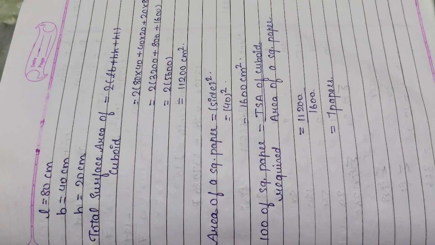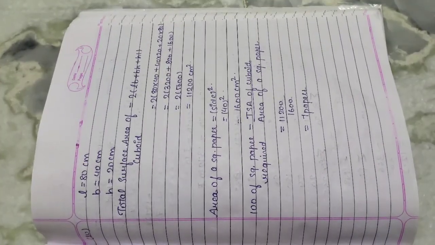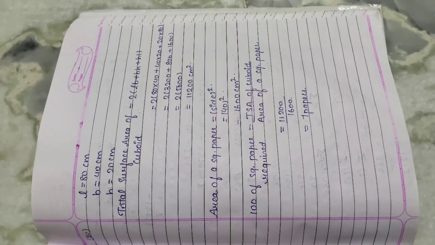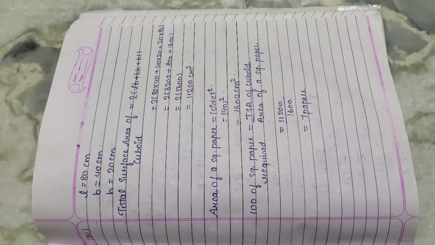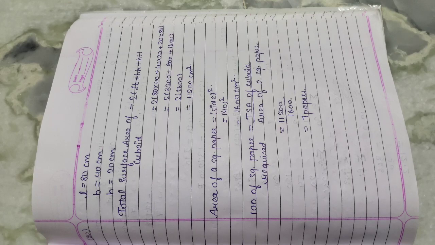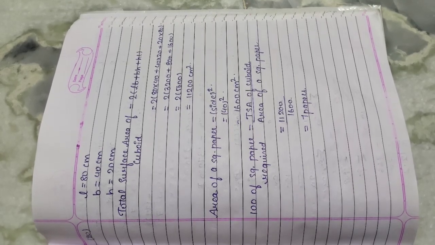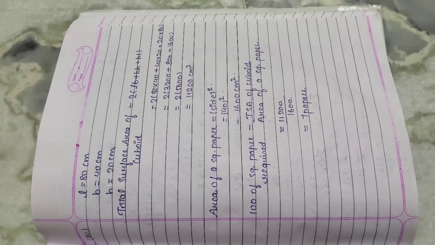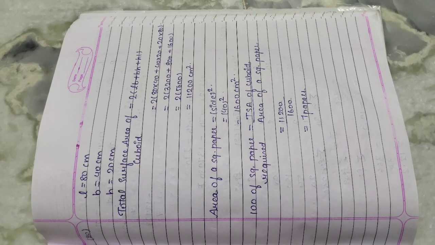Here question number 20, you can see it is also a very easy question. L, B, H are already given in our question. So total surface area of cuboid is equal to 2 multiplied by LB plus BH plus HL. It is the formula of total surface area of cuboid. Now it is written and I have done all things. So your answer will be 11,200 centimeter square.